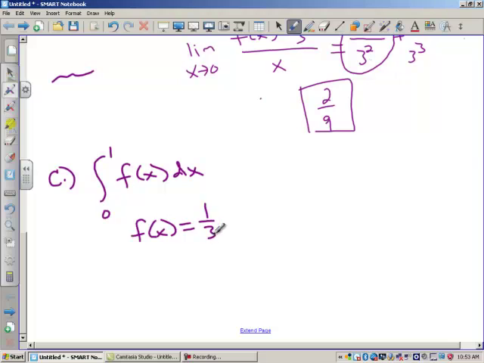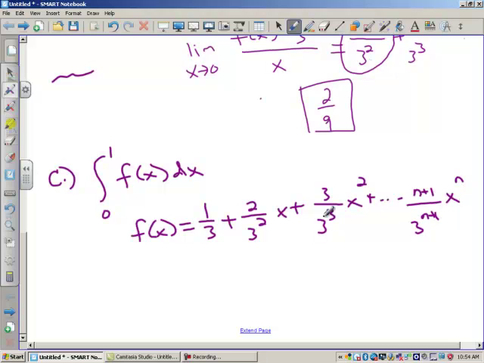F of x was 1/3 plus 2 over 3 squared x plus 3 over 3 cubed x squared plus, and then the general term was n plus 1 over 3 to the n plus 1 times x to the n. So what we're going to do is integrate f of x. I'm going to integrate this side, and I'm going to integrate this side. So we're going to add 1 to the exponent, divide by that, and we're going to go from 0 to 1. So let's take a look at the integral.